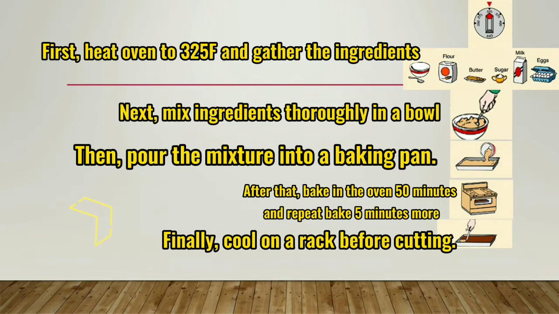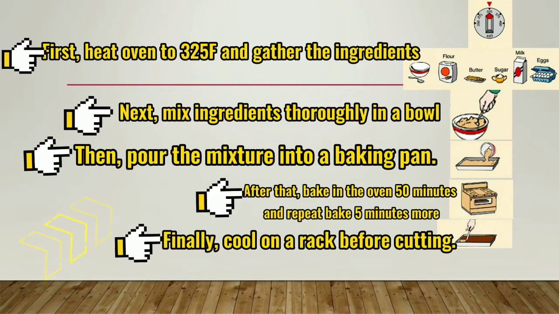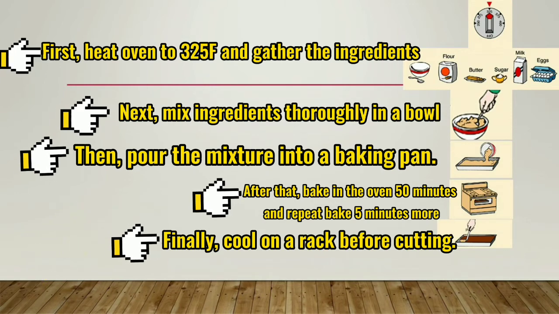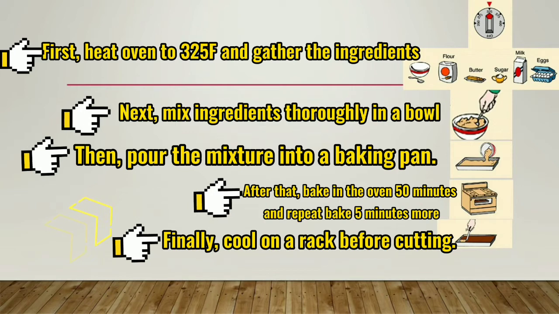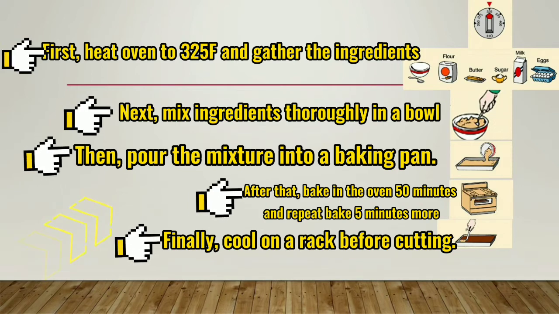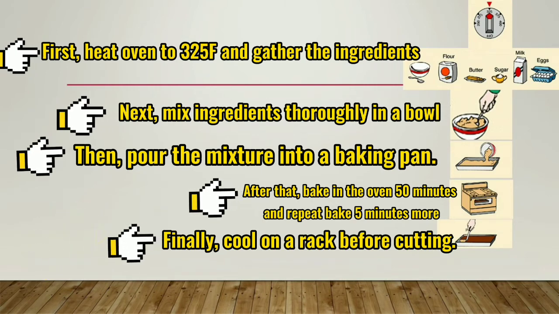Let us try to analyze the steps in baking a cake. First, heat the oven to 325 degrees Fahrenheit and gather the ingredients. Next, mix ingredients thoroughly in a bowl. Then, pour the mixture into a baking pan. After that, bake in the oven for 50 minutes and repeat, bake another 5 minutes more until the cake top springs back when touched in the center. Finally, cool on a rack before cutting, and then the cake is ready to serve.